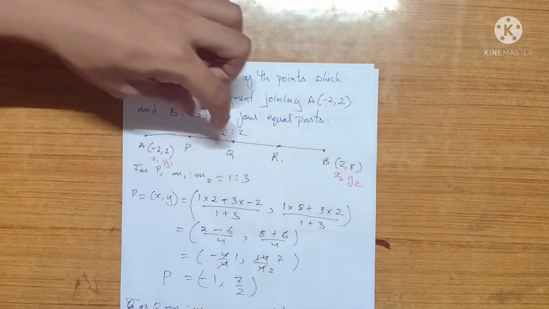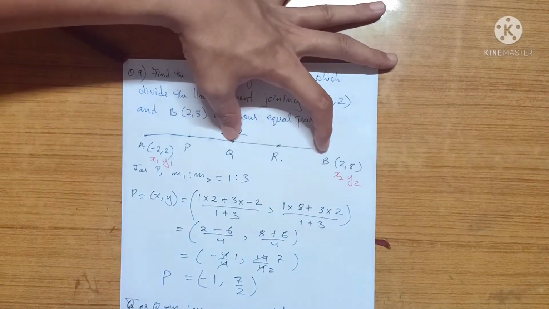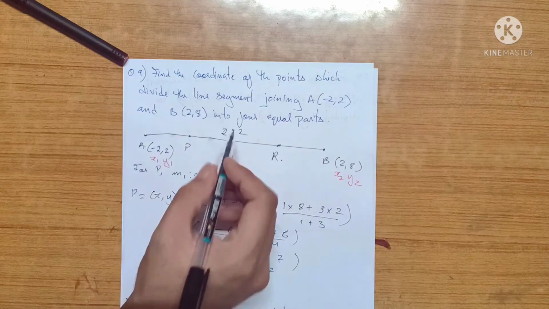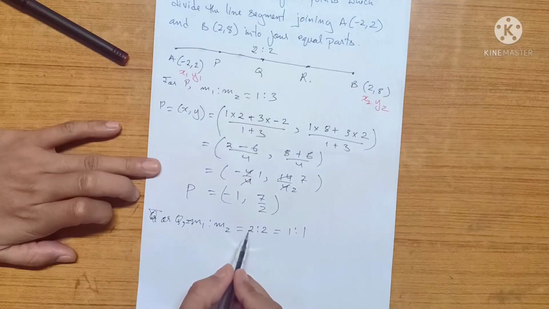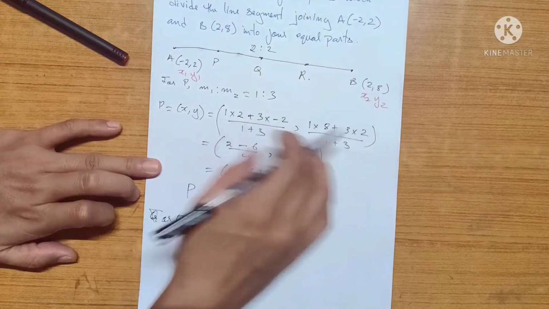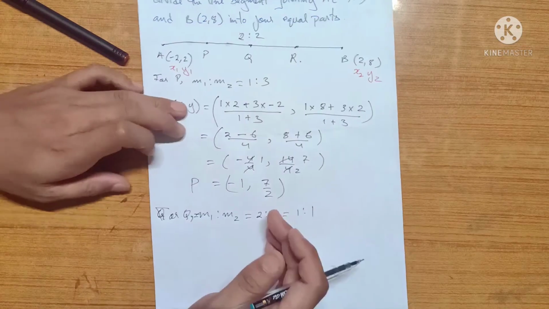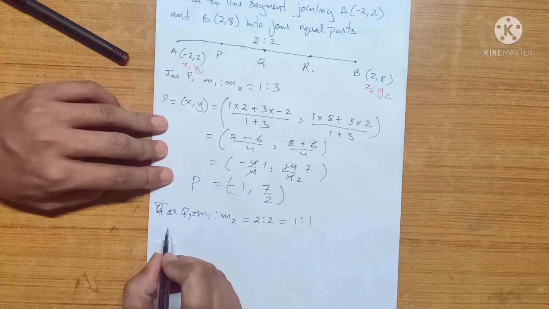Because if you look closely, since this and this are all divided into equal parts, this whole part and this whole part will obviously be the same, right? So which means Q is the midpoint. You can literally use m1 and m2 as 2:2 and use this formula and you will still get the answer no matter what. But since we have a shortcut formula for midpoint, let's use that so that less time will be consumed.